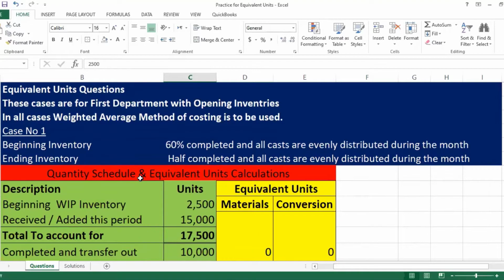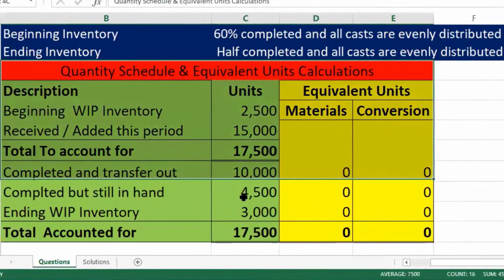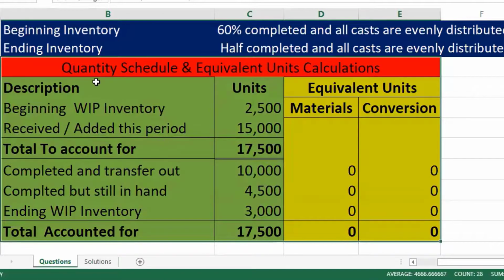Here I have combined both of the schedules in one table, that is called quantity schedule and equivalent units calculations. So I have two segments of this table. Number one is quantity schedule, and number two is equivalent units calculation. So this is the format which will be used for preparing the cost of production report in process costing. We will be using this format for our calculations of these two things.